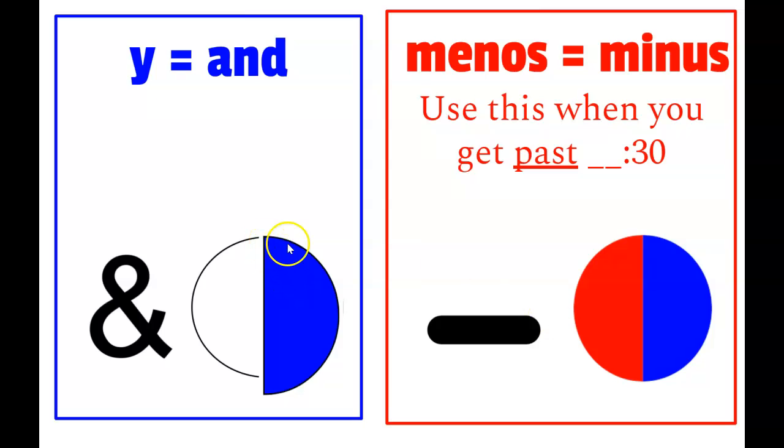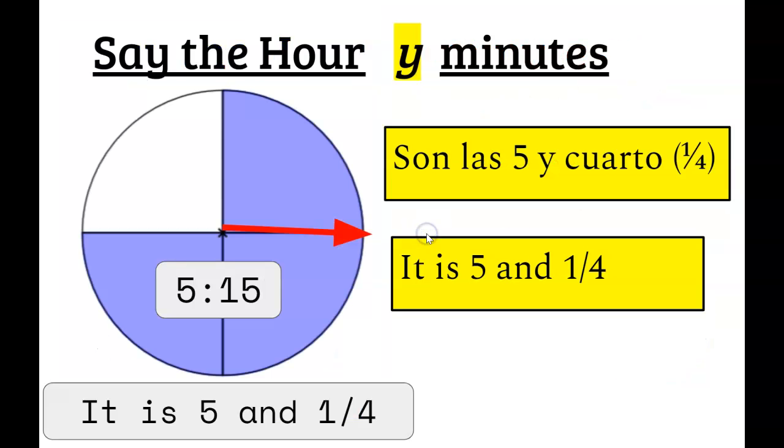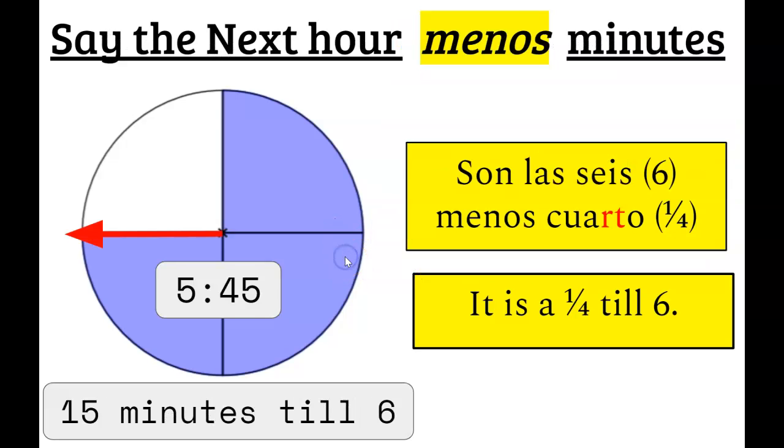Okay, so remember, right side of the clock, you say y, and you add the minutes. Left side of the clock, when you pass the 30, you're going to say menos, minus, or till. Right, so say the hour and the minute, right side 5:15, son las 5:15. It is 5 1/4.